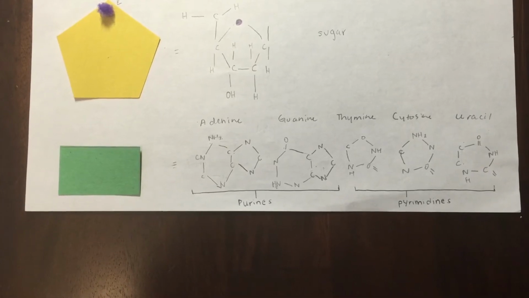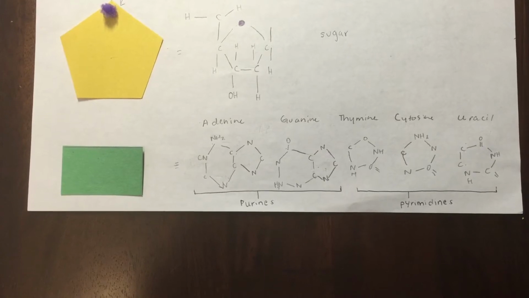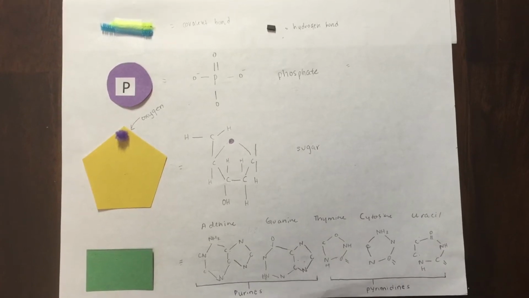Adenine and thymine are paired, and guanine and cytosine are paired. This is known as complementary base pairing. Hydrogen bonds connect the complementary bases. The hydrogen bonds are symbolized using the magnets.